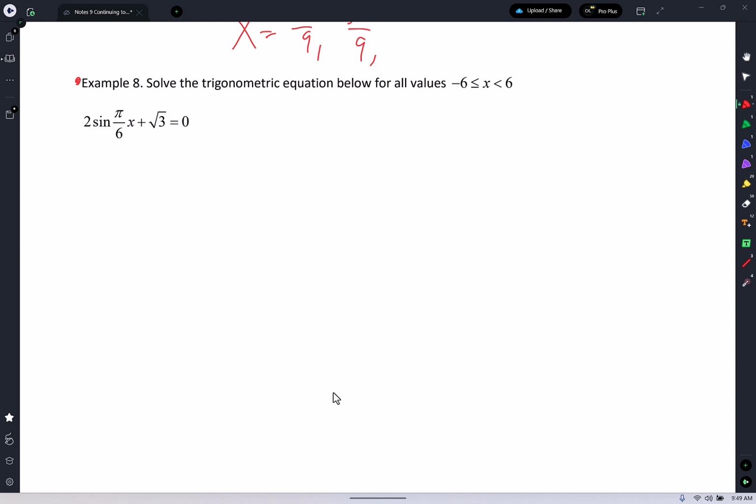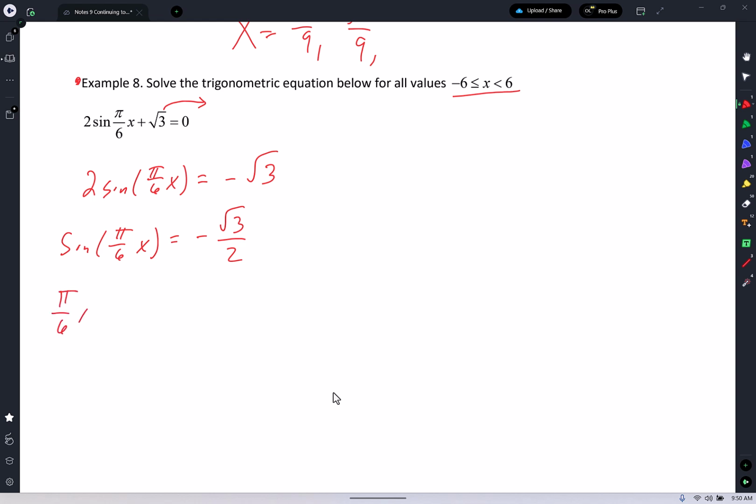All right. Here we go. So I want all my answers between -6 and 6. First move. So 2 sine pi over 6x equals negative square root of 3. What's my next move? Divide by 2. Sine pi over 6x equals negative square root of 3 over 2. Okay, one more. What's my next move after this? Arc sine. Pi over 6x equals arc sine of negative square root of 3 over 2 plus 2 pi n.